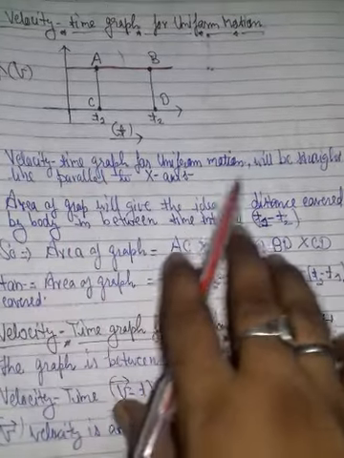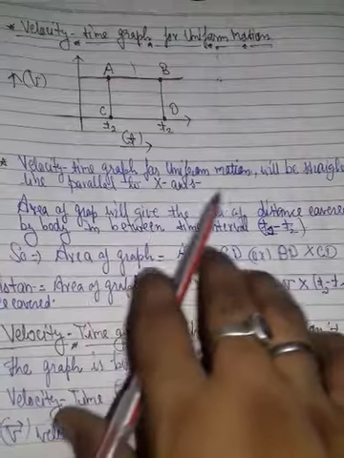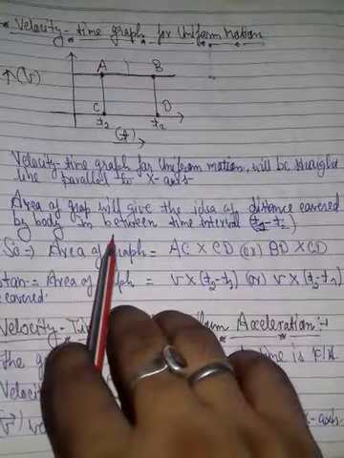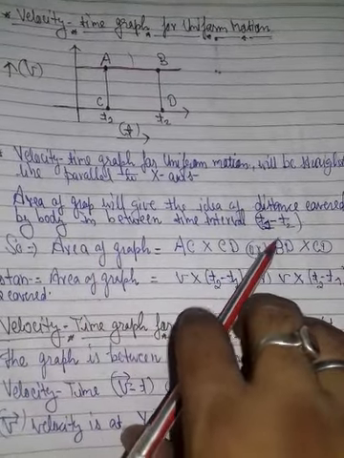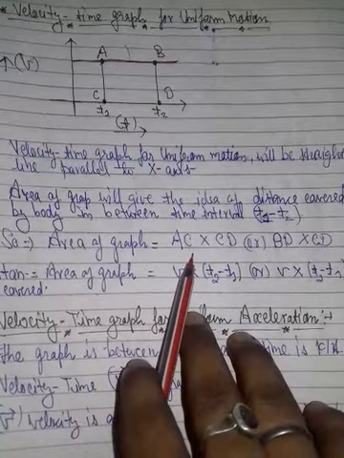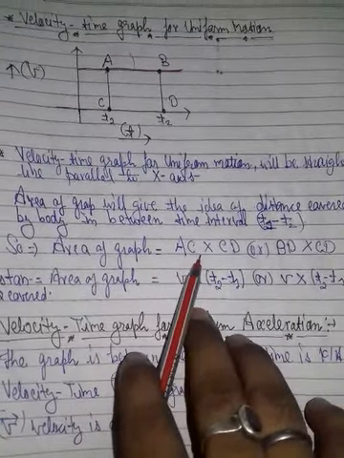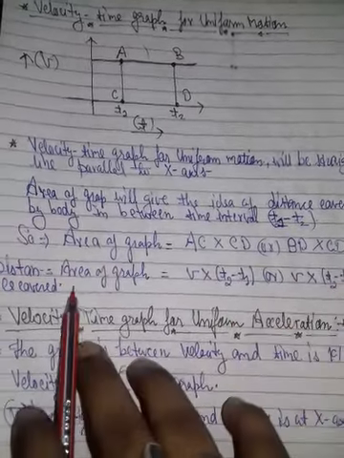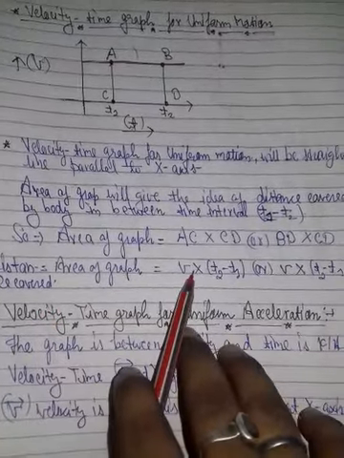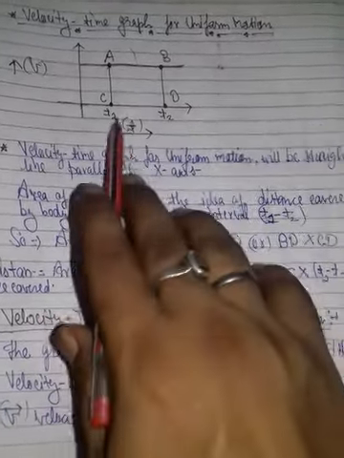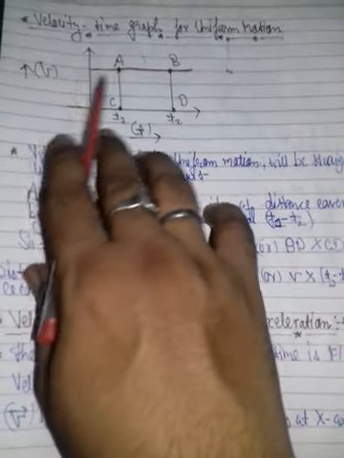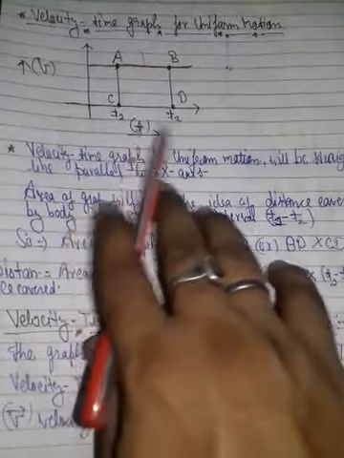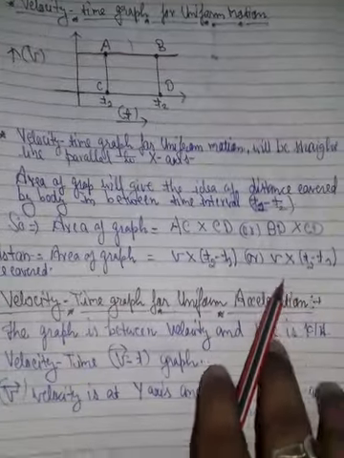The velocity time graph for the uniform motion will be a straight line parallel to the x-axis, and the area of the graph will give the idea of the distance covered by the body in the time interval t2 to t1. So the area of the graph, that is a square, is AC multiplied by CD, or BD into CD, and that is the distance covered. AC is the position of the object on the velocity axis v, and CD is the time interval, that is t2 minus t1.